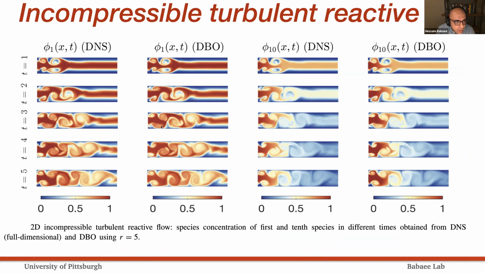I want to show you one more comparison for the case of incompressible reactive flow. This is the phi1 concentration compared. This is the DNS, the full dimensional case, and this is the reduced order modeling case. You can see they closely match each other. And this is another species, the 10th species. At different times, each row shows the mass fraction at different times. And you can see they match pretty well.